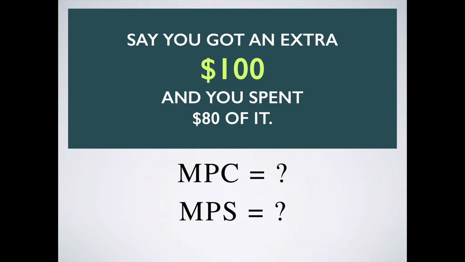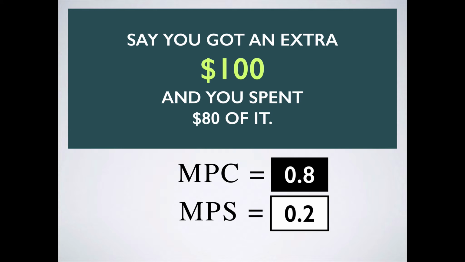All right, so let's say this happened. You got an extra $100 and you spent $80 of it. And let's say that this was true not just for you, but for everyone in the economy. We're interested in what happens macroeconomically. So the question is, what is the marginal propensity to consume? The way we get that is to take 80 and divide by the 100, and of course, when we do that, we get 0.8. The marginal propensity to save is going to be simply 1 minus that, and we get 0.2.